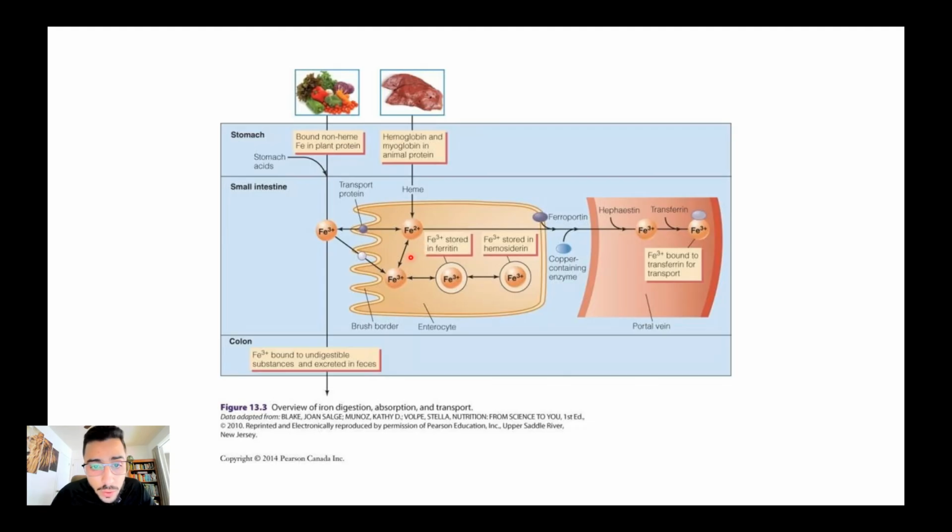Additionally, if you want to store it, now you need to oxidize it, and to oxidize it, you turn it into the ferric iron, which is then stored either in ferritin or hemosiderin state. And that's all you need to know for this process.